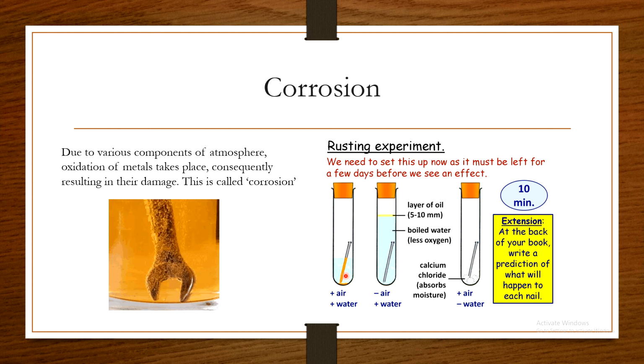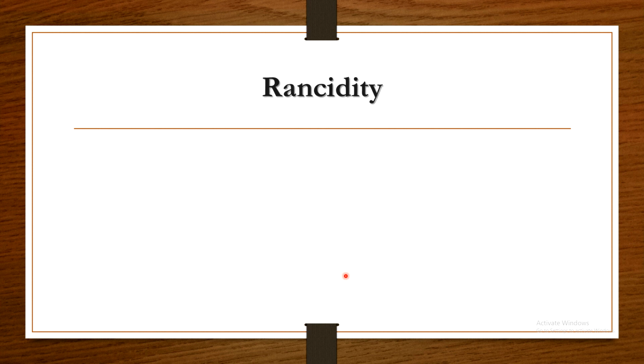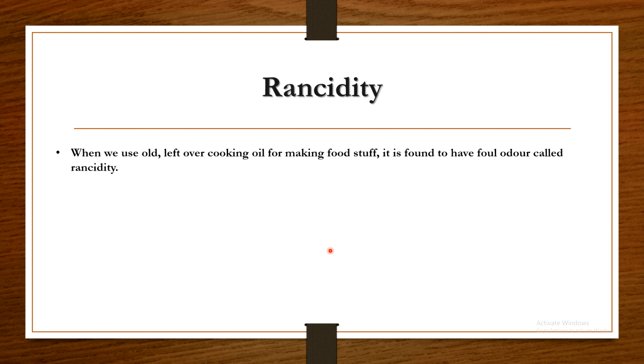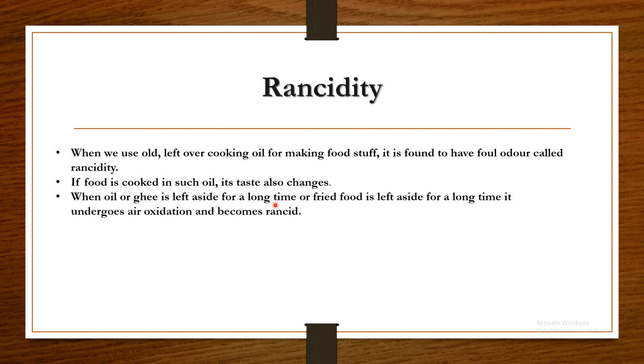Now, what is rancidity? If we use old cooking oil for making food, it has a foul odor, and if food is cooked in such oil, its taste also changes. Or if fried food is left aside for a long time, oxidation happens and it becomes rancid. Rancidity in foodstuff cooked in oil or ghee is prevented by using antioxidants.